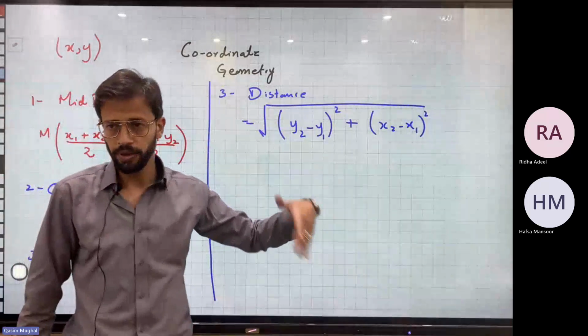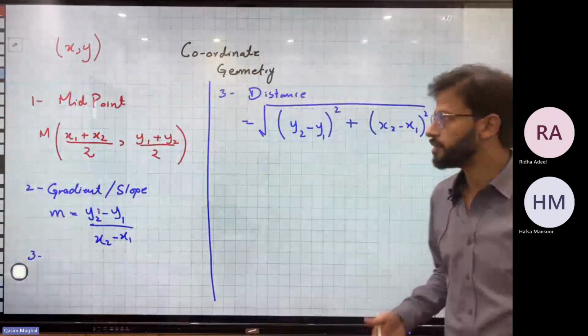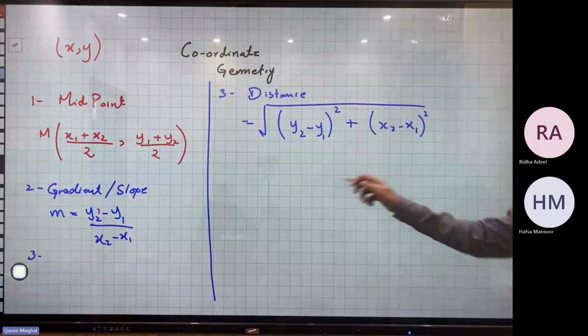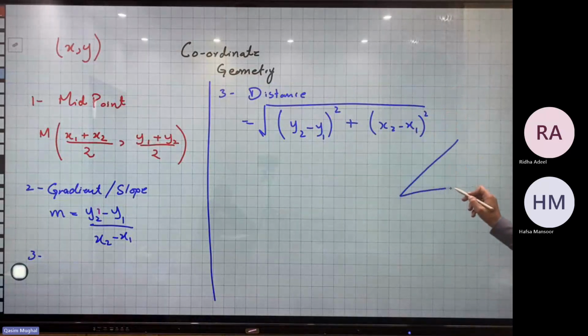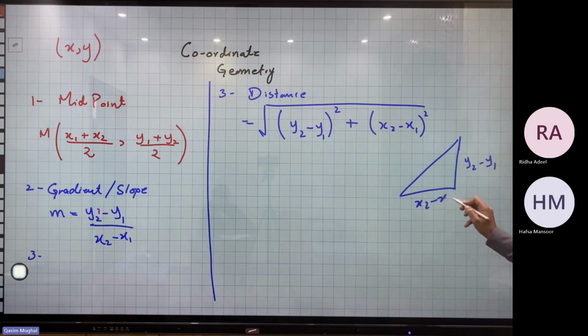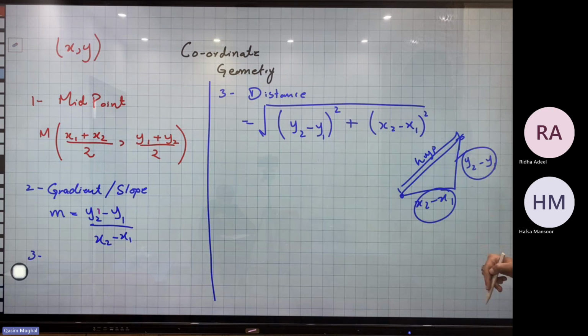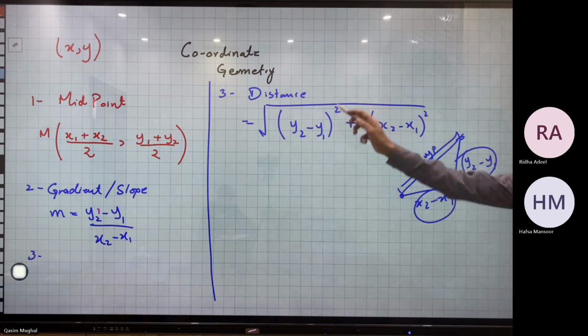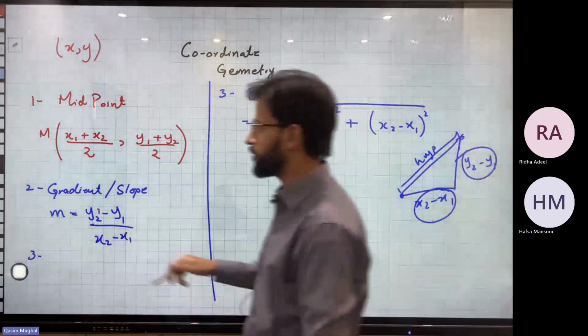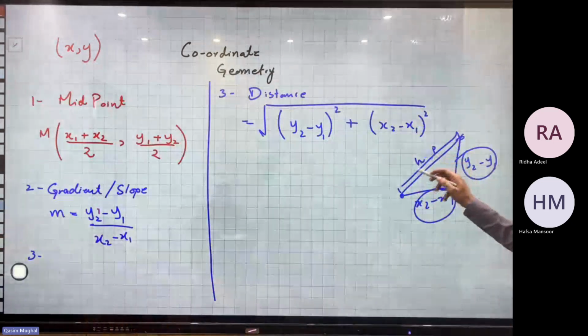This is nothing new. It's the Pythagoras theorem applied on points. Like I drew a right angle triangle, it was something like this. So this was y2 minus y1, and this was x2 minus x1. The distance between this point and this point is basically the hypotenuse. So hypotenuse squared equals the sum of the squares of the other two sides. Remember the Pythagoras theorem? To find the hypotenuse we take the root on both sides, so the square root cancels on the left side. So this is nothing new. This is the same as the Pythagoras theorem of your IGCSE O levels.